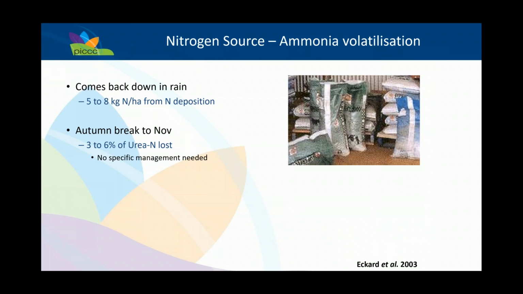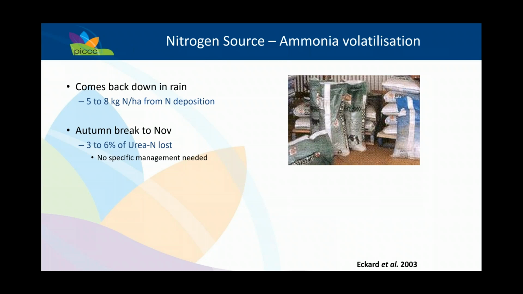But if you look at the season of the year, and we were talking earlier about some of the measurements we've done on ammonia loss, from the autumn break to November, I said usually it's below 10%. Our measurements in Gippsland would suggest over a number of seasons, somewhere between 3 and 6% of the urea nitrogen may go off depending on the conditions. So you don't need to adjust your management to accommodate that. You don't need to water urea into the soil in that time of the year.